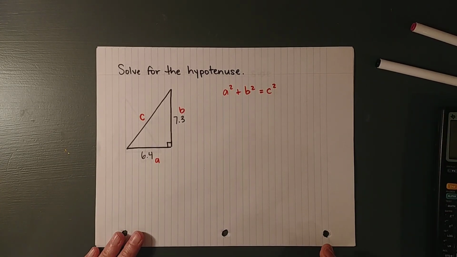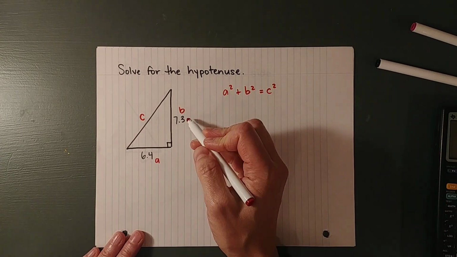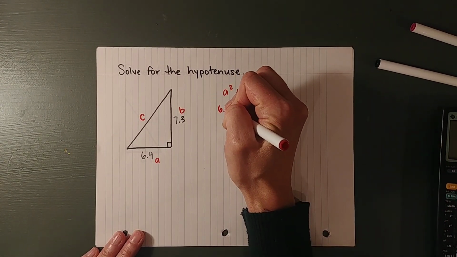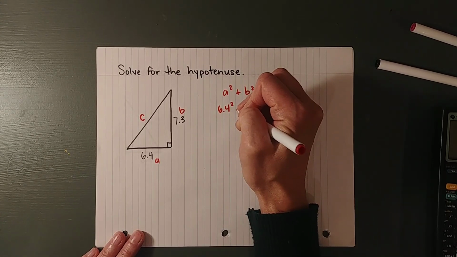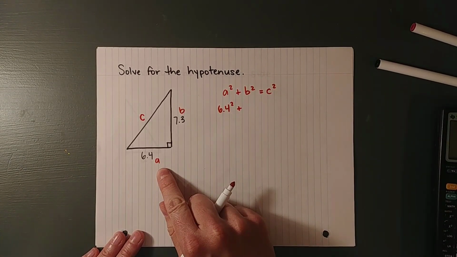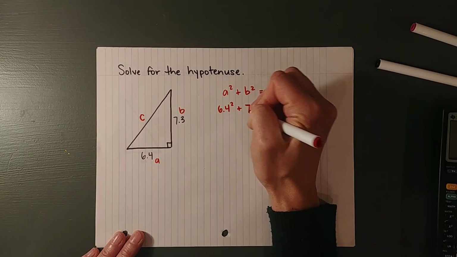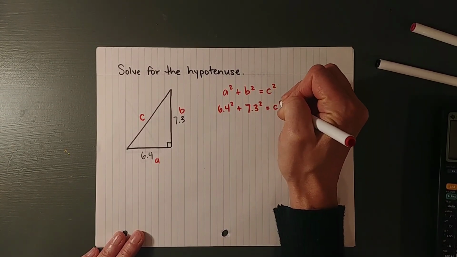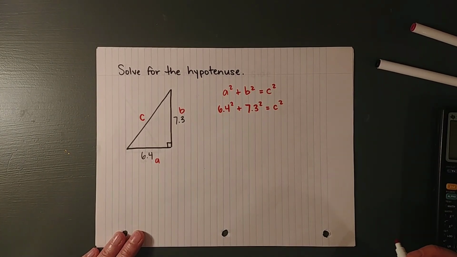And we're going to substitute our values in for a and b. So a in this case is equal to 6.4 squared. It doesn't matter that it's a decimal, we're still just substituting it in and squaring it. And b squared is equal to 7.3 squared. And the whole thing is equal to c squared.